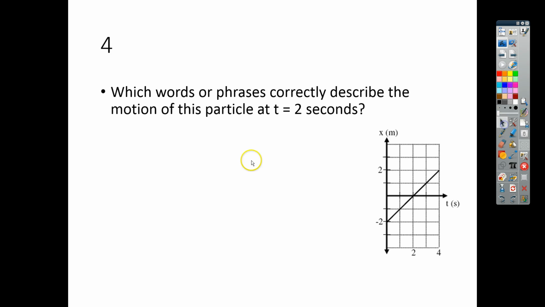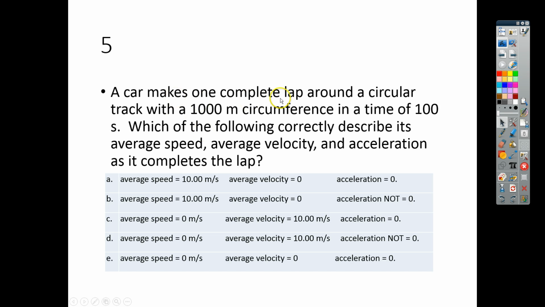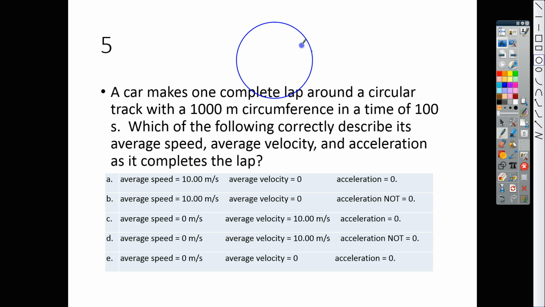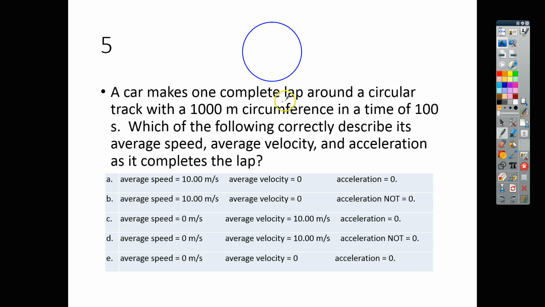Number 5. For number 5, we have a car making one complete lap around a circular track. So let's draw our circular track again. There we go. And because the car is going around a circular track, we know that the circumference of this track is equal to 1,000 meters. And it takes a time equal to 100 seconds.